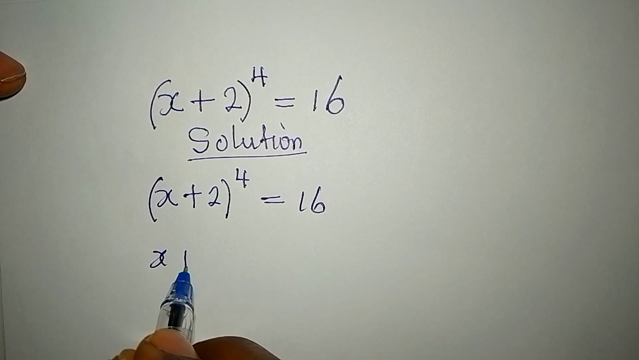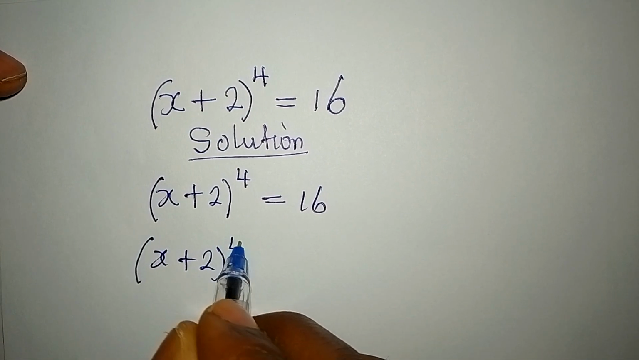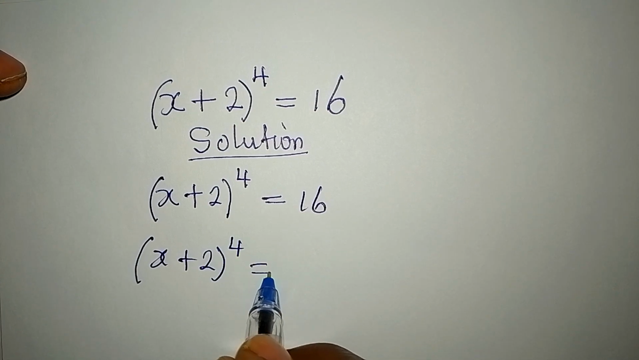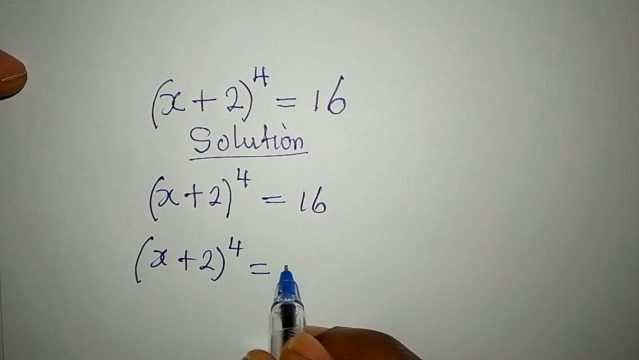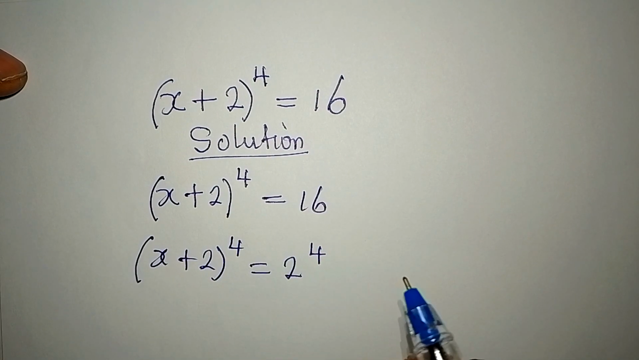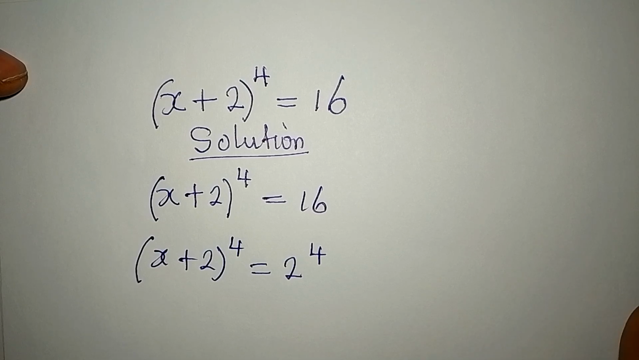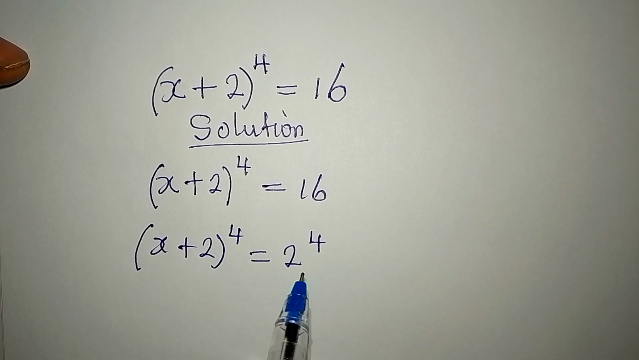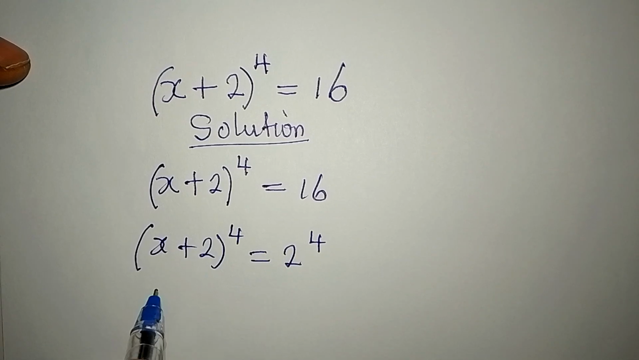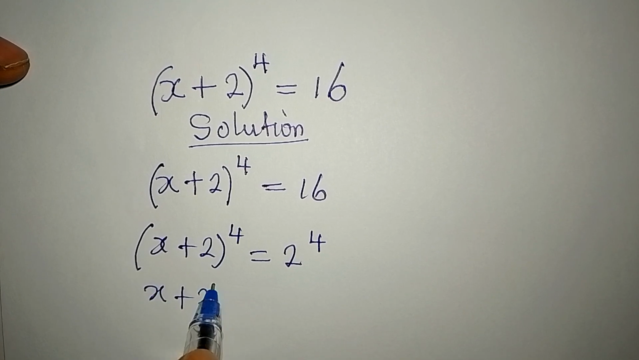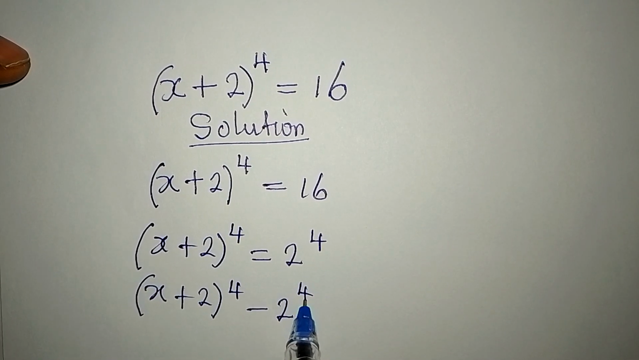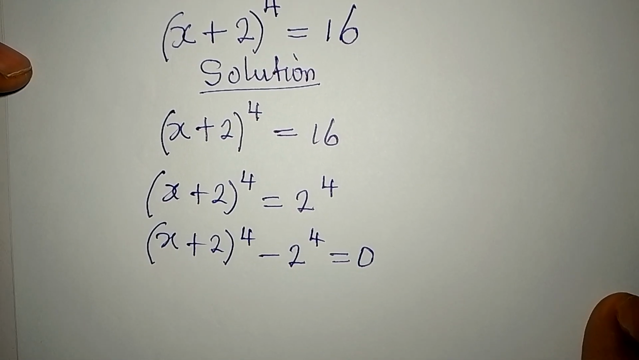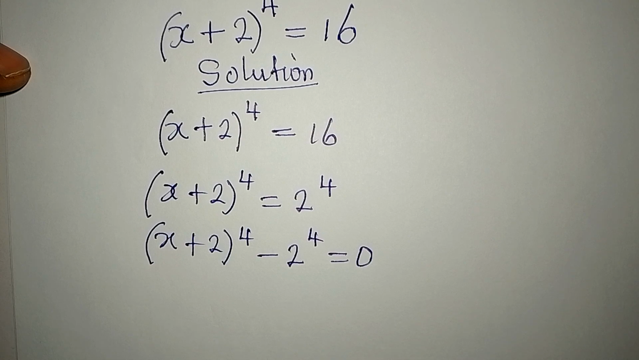We're going to have (x + 2)^4, and on the right hand side, this 16 here can be expressed to have power of 4, and that will be 2^4. So from here, what do we do? Since we have the same powers, let's take what we have on the right to the left. So (x + 2)^4 - 2^4 = 0. Remember, we are looking for 4 solutions, right? Now what do we do?